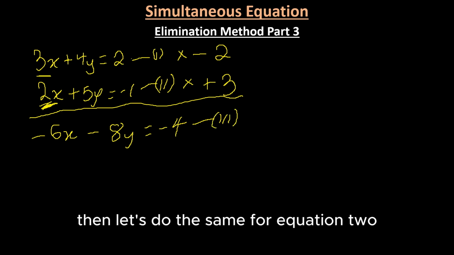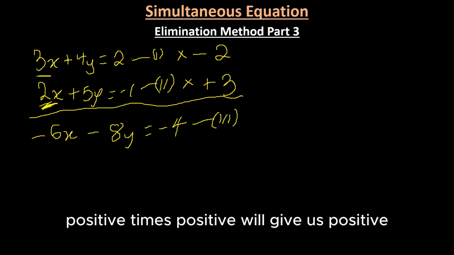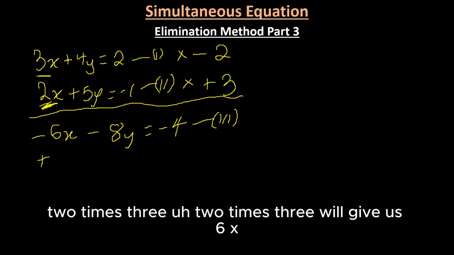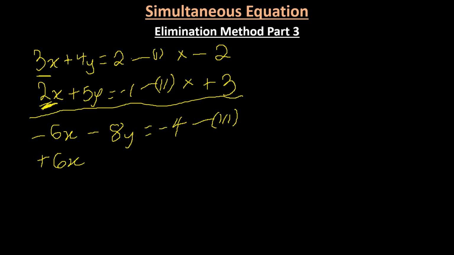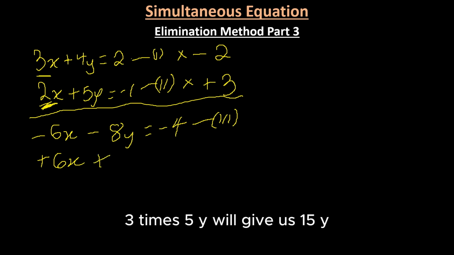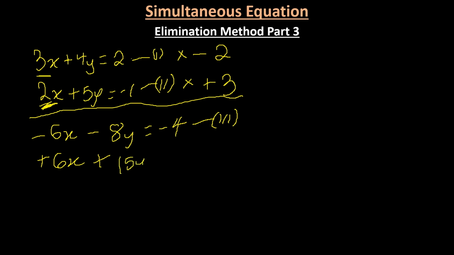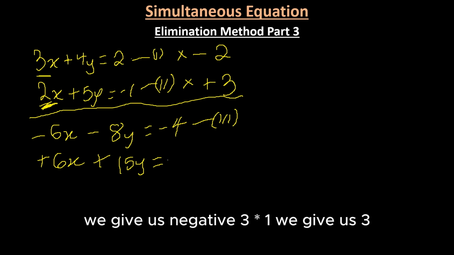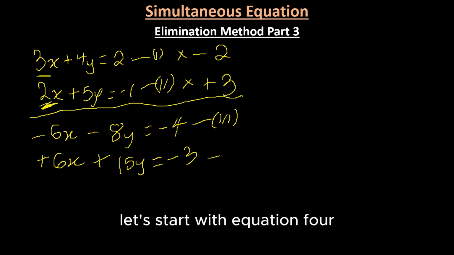Then let's do the same for equation 2. Positive times positive will give us positive. 3 times 2 will give us 6x. Positive times positive will give us positive. 3 times 5y will give us 15y. Equal to positive times negative will give us negative. 3 times 1 will give us 3. So let's tag this equation 4.